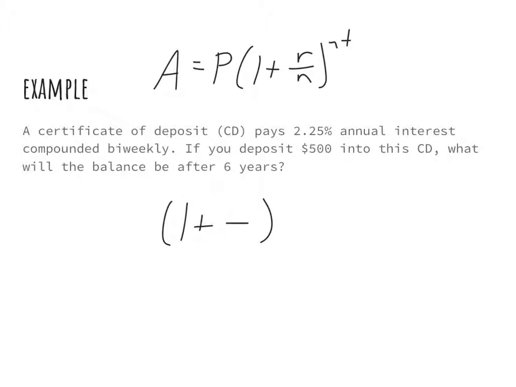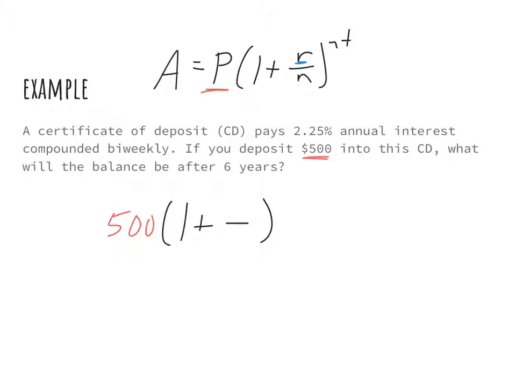Our next example, a certificate of deposit, or a CD, pays 2.25% annual interest compounded bi-weekly. That's every other week. If you deposit $500 into this CD, what will the balance be after 6 years? So again, filling in our values. Our principal, we start out with $500, so 500 is going to go out front.